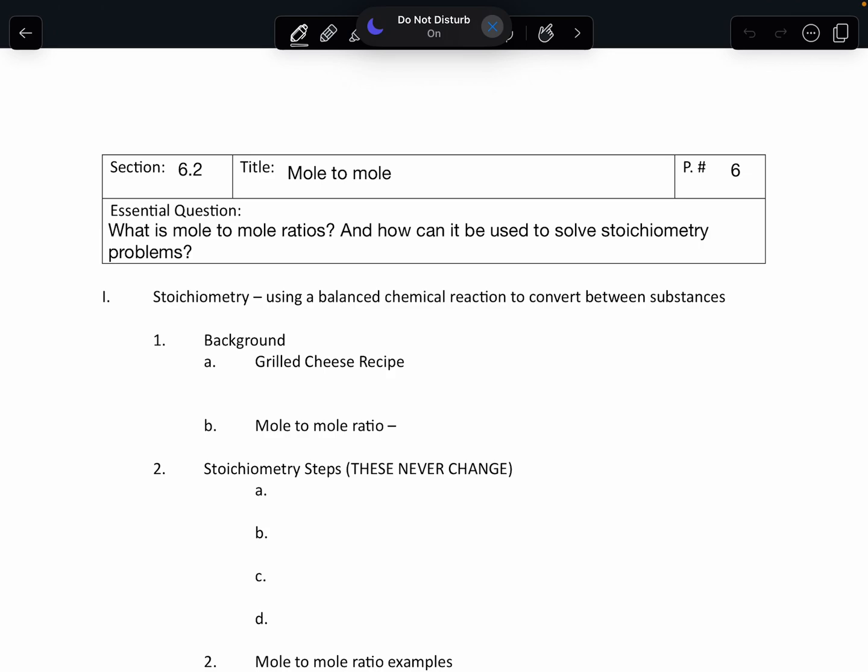This is multimole ratios. This is page 6. Please make sure you get the essential question there. What is a multimole ratio, and how can it be used to solve stoichiometry problems?